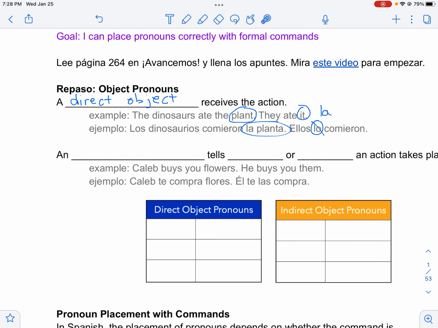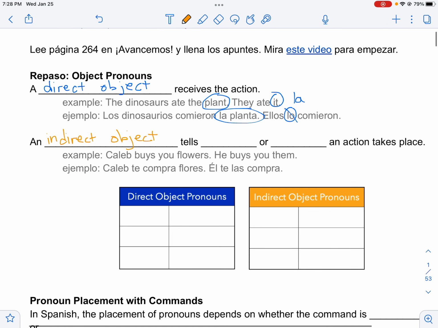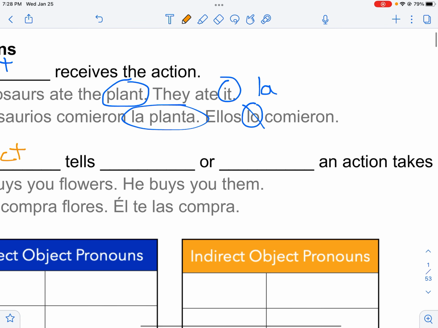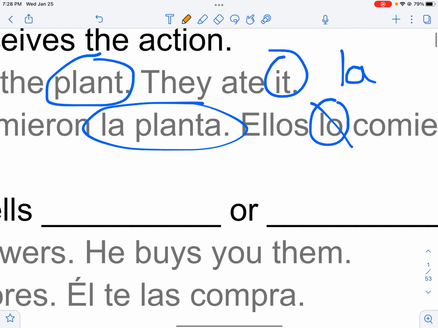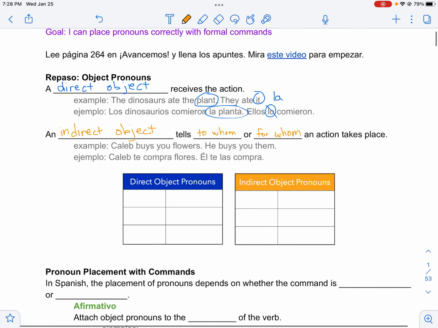In contrast to a direct object, we also have an indirect object, which is not its total opposite. They're both objects, but an indirect object is usually a person, so it tells to whom or for whom an action takes place. We have talked about these before. If you would like extra review, just let me know.